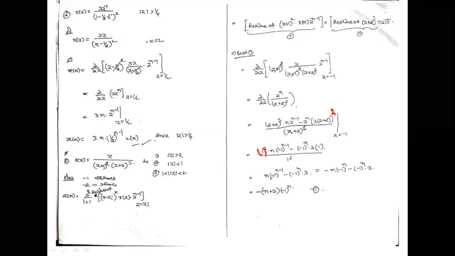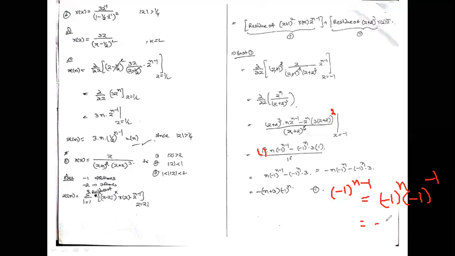So finally we'll get n into (minus 1) whole power n minus 1 minus (minus 1) whole power n. That is equal to, you can write it as minus n into (minus 1) whole power n minus 1. Why it is minus? Means (minus 1) whole power n minus 1, you can write this function as two parts. That is (minus 1) whole power n and (minus 1) whole power minus 1. So (minus 1) whole power minus 1 is nothing but it is minus 1 only.